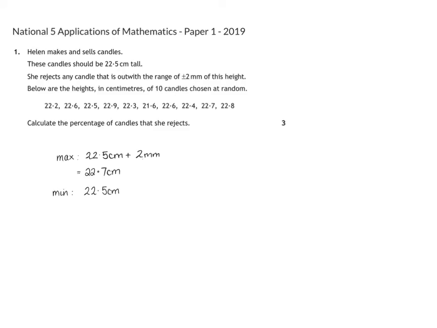Our minimum value is our 22.5 centimetres, take away those 2 millimetres. So we end up with 22.3 centimetres. So we can now start to rule out or rule in candles that would be okay. So if they're out with the range, that means that 22.7 and 22.3 are okay.